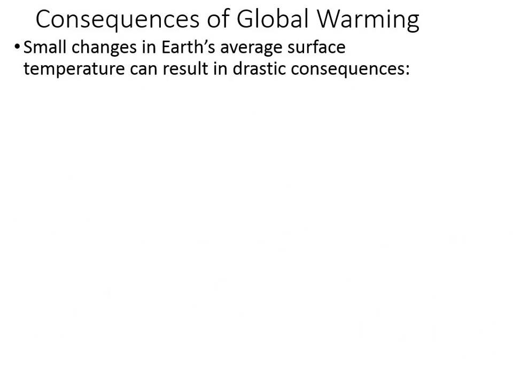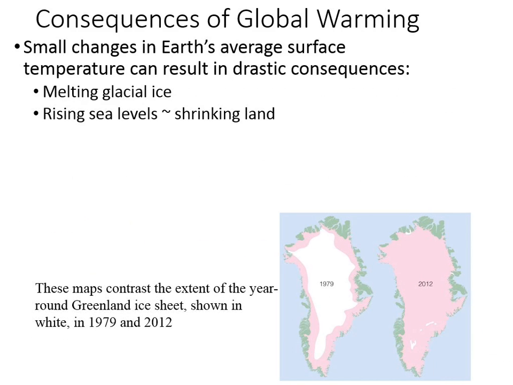So, like I said, who cares? 0.6 degrees Celsius, who cares? Well, Greenland people care. The climate in Greenland has changed. What used to be an ice sheet, here in white, in 1979, you can see the extent of the ice sheet. In 2012, you can see the extent of the ice sheet, for example.